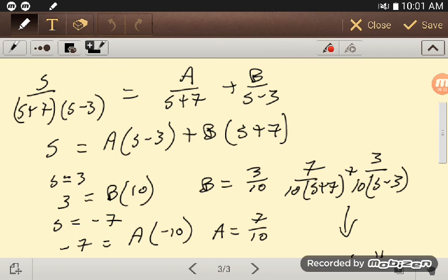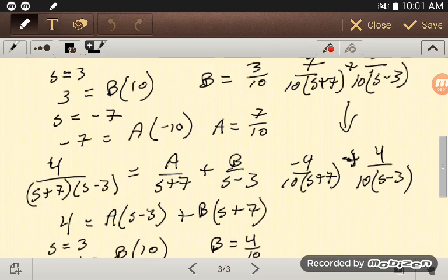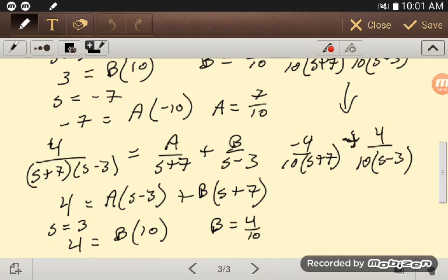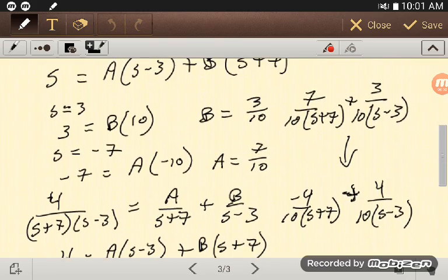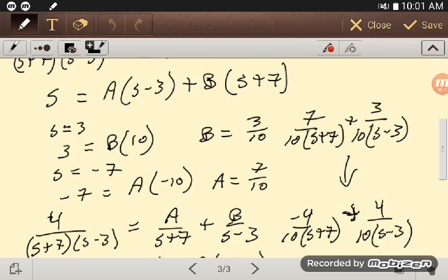And again, I need to look at this. And that was a, wait, what did I have? I had a negative 4 and then a positive 4. What did I write down here?